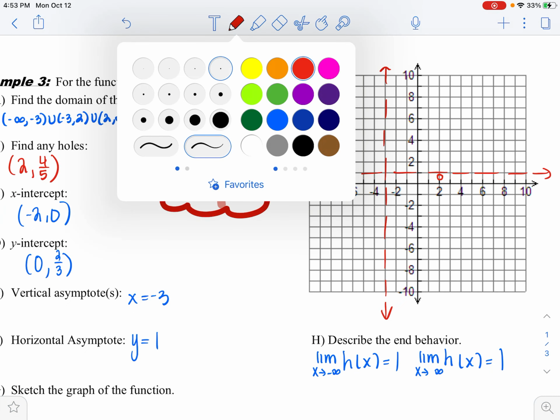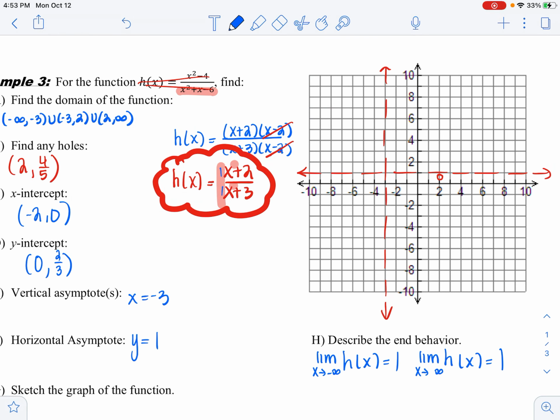Okay. So now I'm going to switch to blue because those are things that are framework. They're not actually part of my graph. I just use them to help me graph. I have a y-intercept at 0, 2/3. 2/3 is a little bit less than 4/5, so it's a little bit lower than that one. And my x-intercept is -2, 0. So right there. So if you look to the right of my vertical asymptote, I actually have 3 things that'll help me graph.